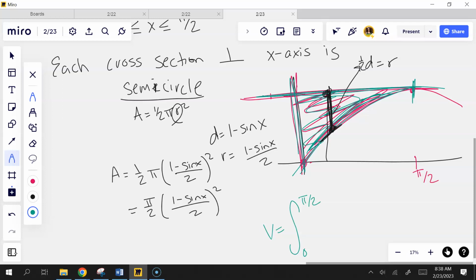Are y'all okay there? And then I just do the area. Integral from 0 to pi over 2 of (1 minus sine x over 2) squared. Y'all okay? I would use my calculator for this because I do not know the antiderivative of (1 minus sine x) squared.